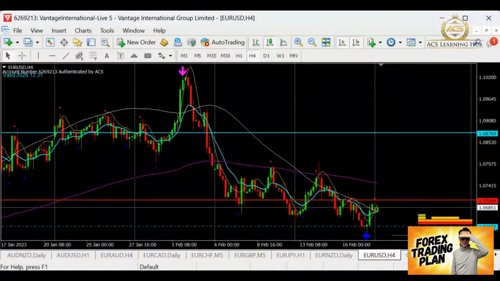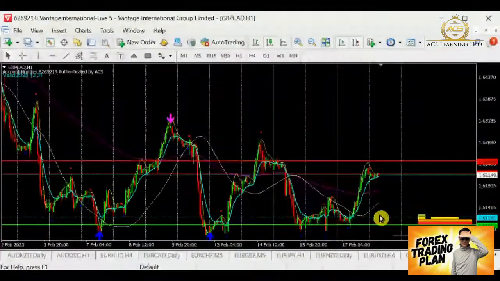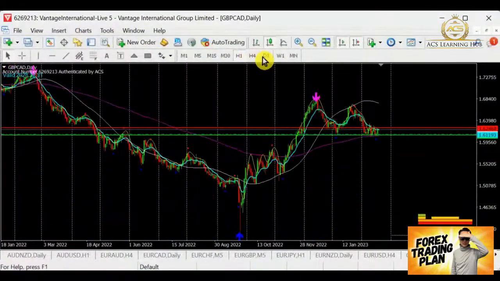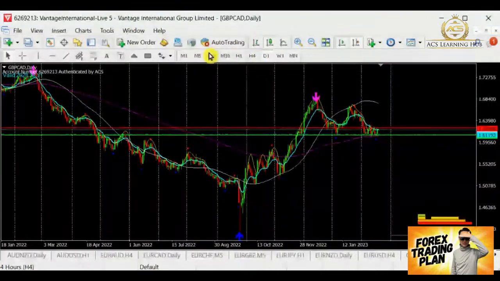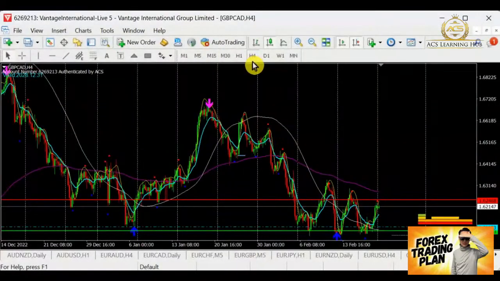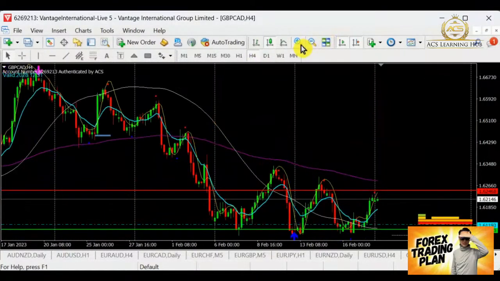Well, let us move into Pound CAD. Taking a look at the Pound CAD, at this point here we are actually forming the formation of a selling trend. Now, for Pound CAD, a little bit tricky. So for Pound CAD at this point here, we can look out for selling. However, it may be going for a buy first. So what do I mean by I can go for selling, but yet it's still going for a buy?